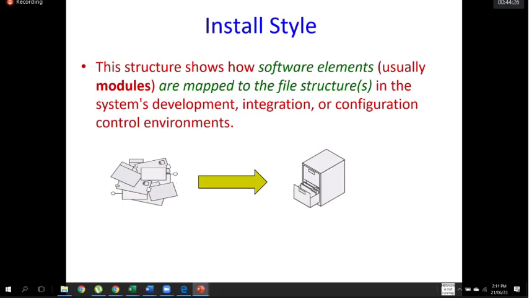a simple example is that now you have a unit that is supposed to be developed, then what is the relevant source code of this software element? What is the relevant source code? What are the relevant design documents?